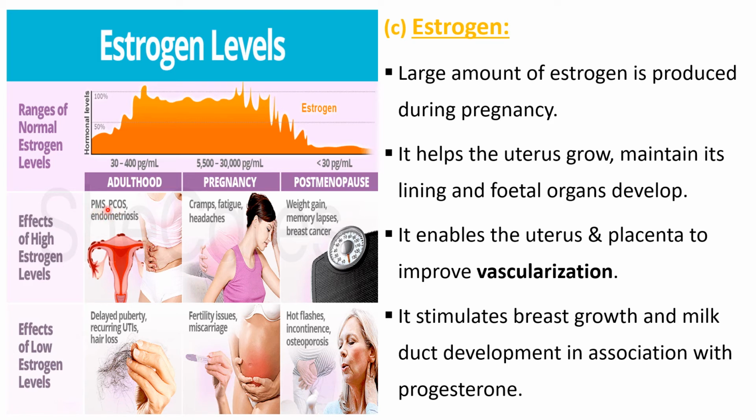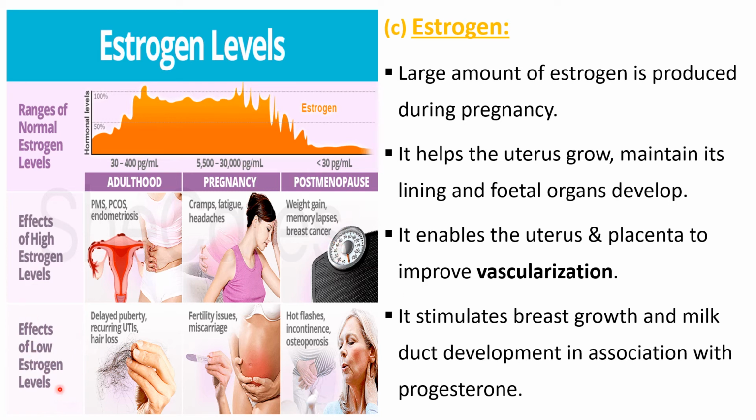PMS, premenstrual syndrome, then PCOS, polycystic ovary syndrome, then endometriosis. So these are the problems experienced by the females in the adulthood due to the high levels of estrogen in the blood. During the pregnancy, the high estrogen levels cause cramps, fatigue, and headache. After the menopause, high levels of estrogen cause weight gain, memory lapses, and breast cancer also.